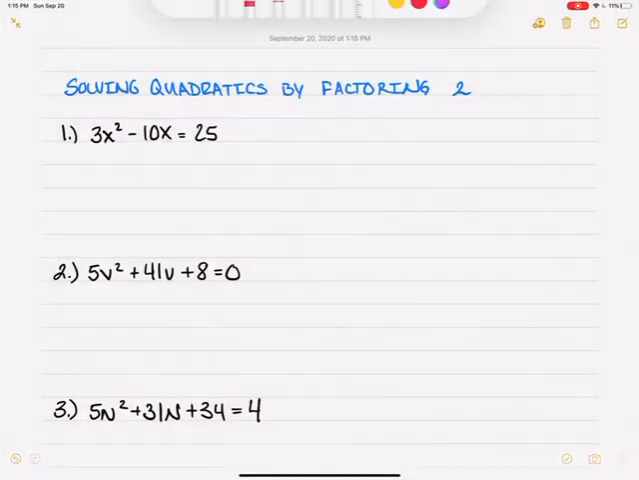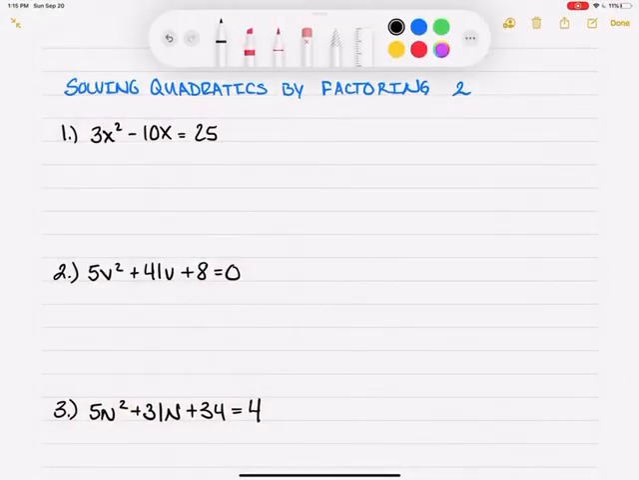Alright guys, today we're going to look at solving quadratics by factoring. So just remember that when you solve a quadratic equation, the right side of your equation has to equal 0. So if you look at our first example, it equals 25. To get it to equal 0, all we need to do is subtract 25 from both sides.